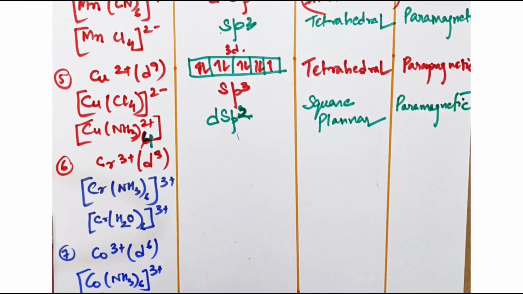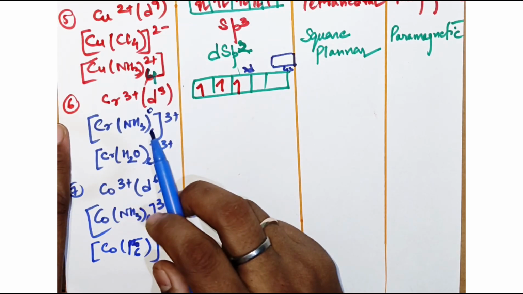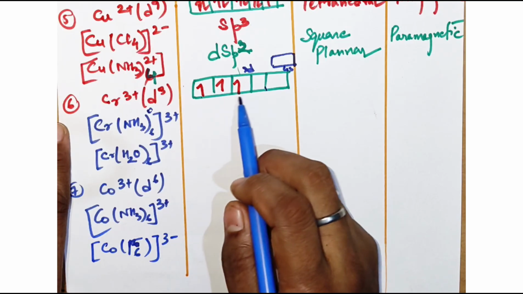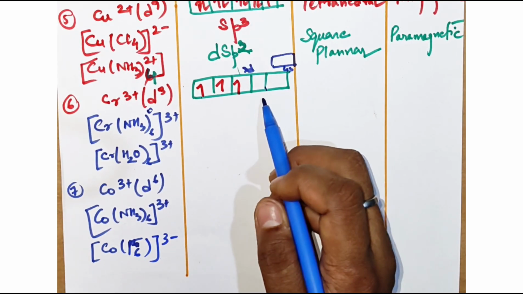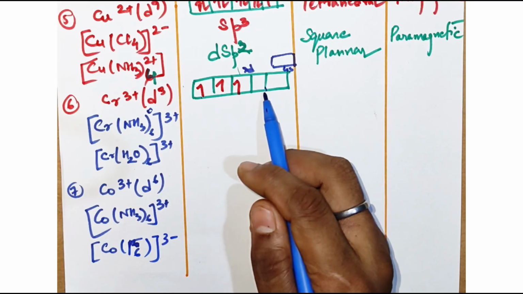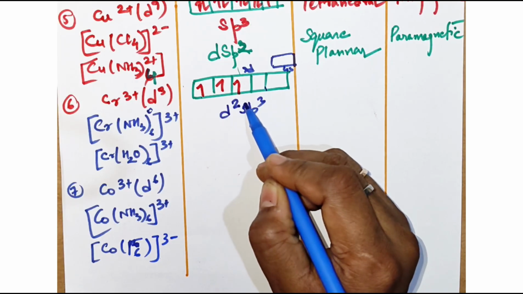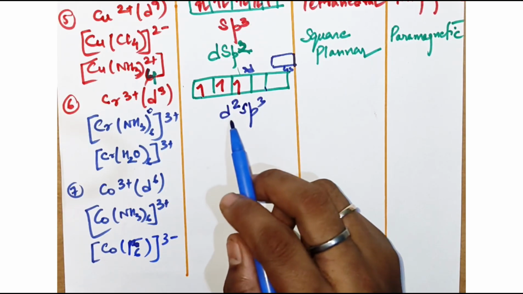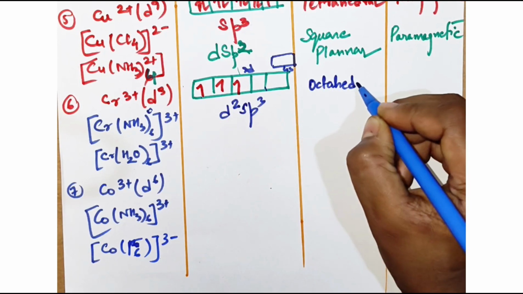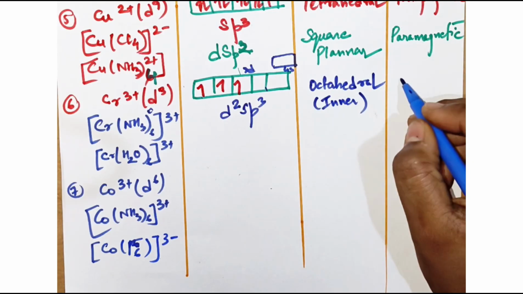Okay, so now chromium 3+. Now see chromium 3+ with ammonia, since it is a strong field ligand, we know. So what will it do? It will try to pair up. But here, because two d orbitals are already empty, it is not willing to pair up. It just takes your d orbital. So it takes d2sp3, because six ammonia molecules. So it is d2sp3. Again, it is octahedral, and this is again an inner orbital complex, and this is paramagnetic.